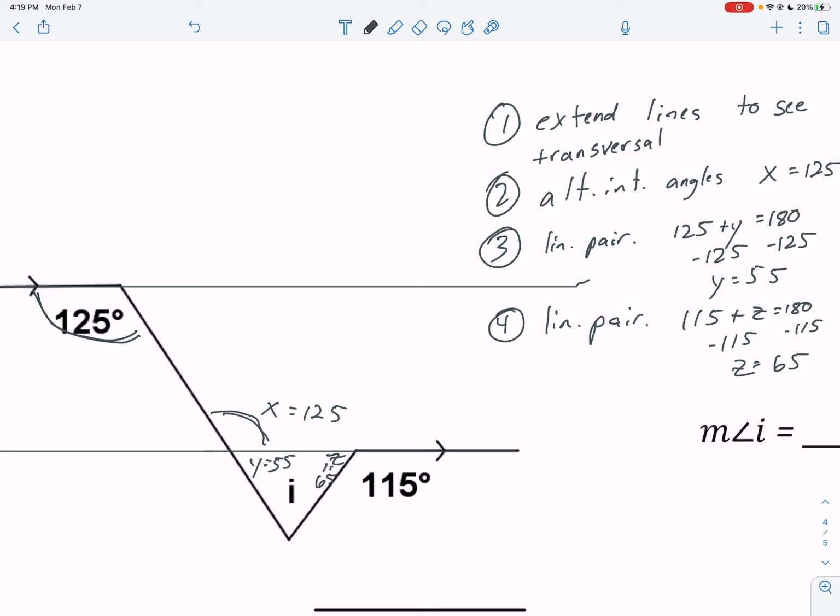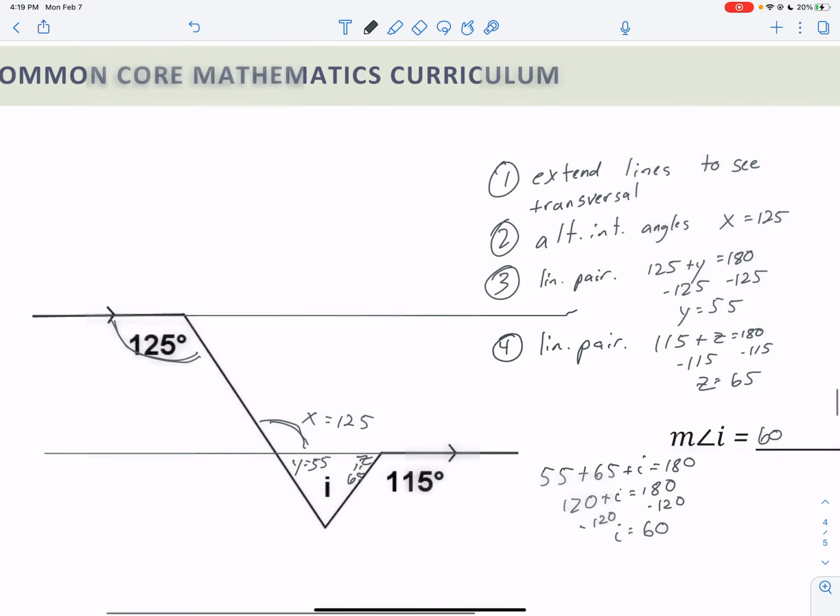And now I have two angles in this, so I can say 55 plus 65 plus I equals 180 to get 120 plus I equals 180. Subtract 120 to get I equals 60, and we're there, 60. And I have already confirmed that as well.